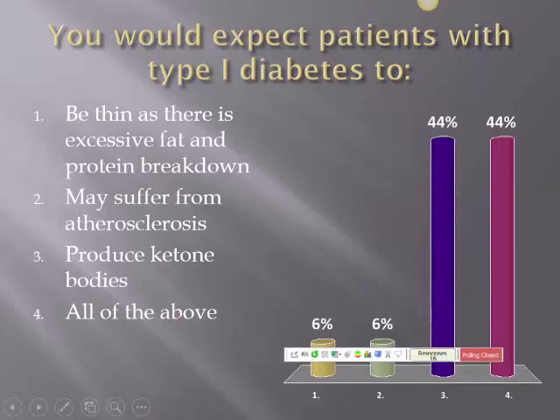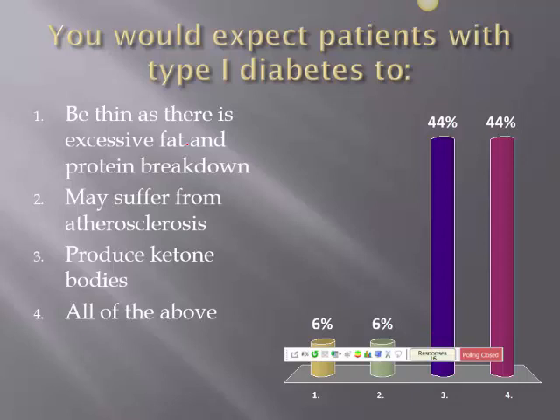Okay. The correct answer is all of the above. Well, we do know it produces ketone bodies, right? They are produced because of excessive fat breakdown. And even protein is broken down because glucose can't be used. And that's why people with type 1 diabetes usually tend to be extremely lean. They're very thin because fat is constantly being broken down as well as protein. So they are extremely lean.